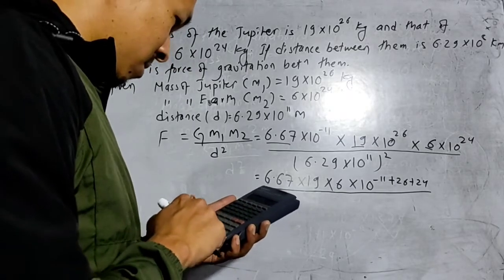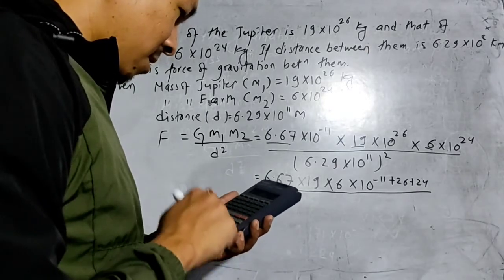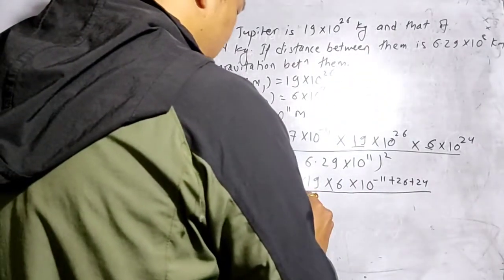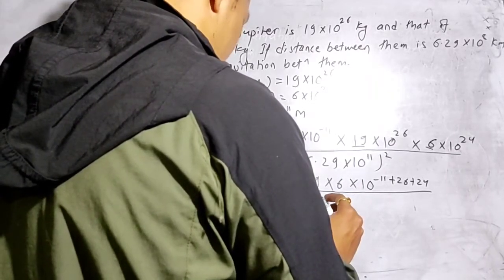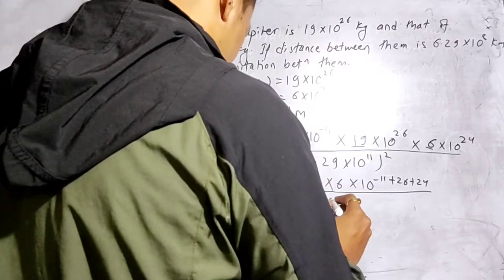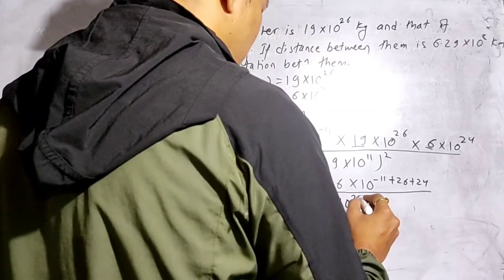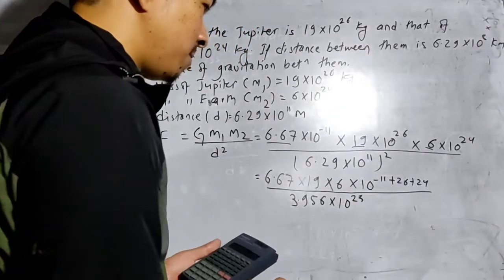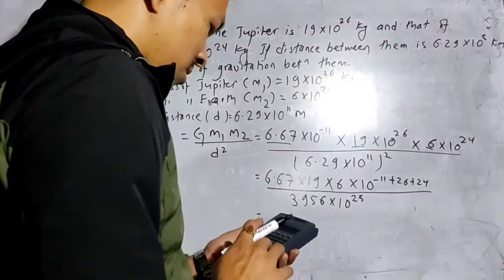into 10 power 11 square, that is equal to 3.956 into 10 power 23. Okay, now again what to do, let's multiply these terms.